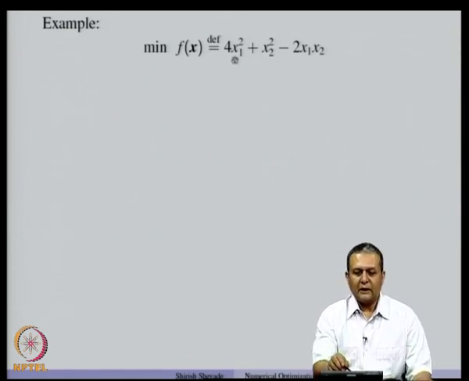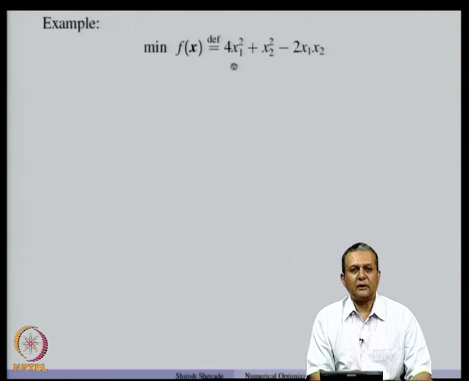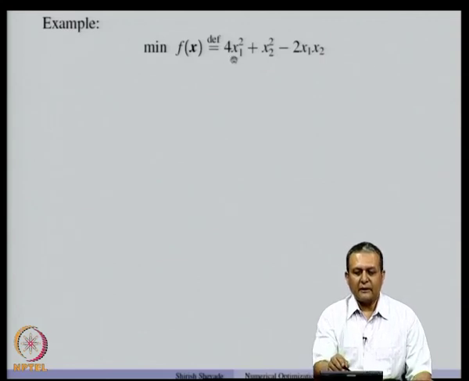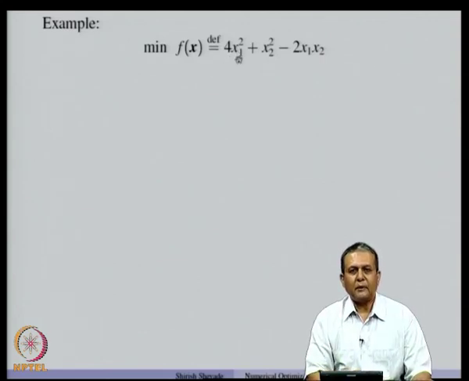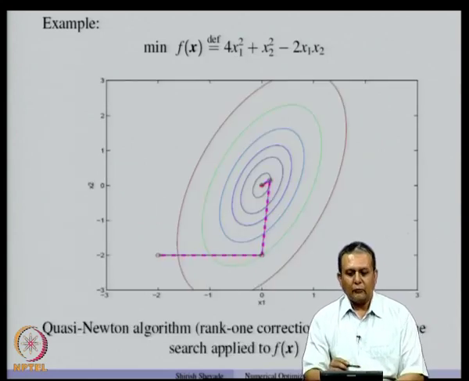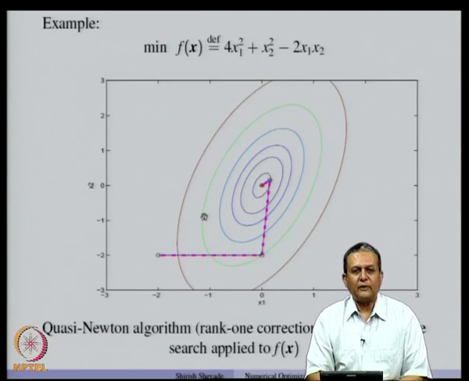So, we will consider a simple quadratic function which is defined here as f(x) = 4 x1 square plus x2 square minus 2 x1 x2. Now, we first look at the contours of this function. We have already seen this function when we used Newton method or steepest descent method to minimize it. So, we know that the minimum of this function exists at this point.